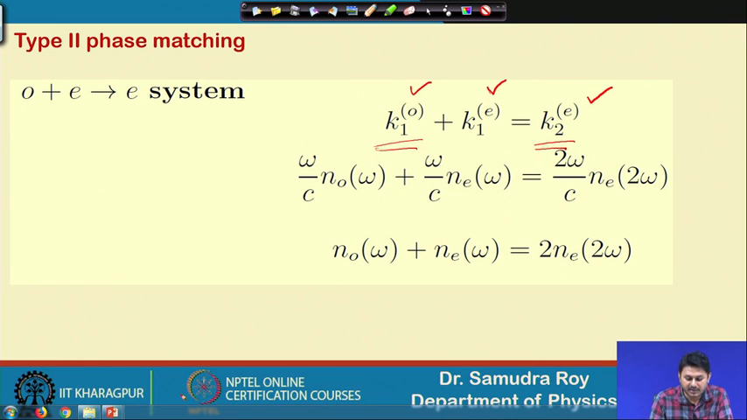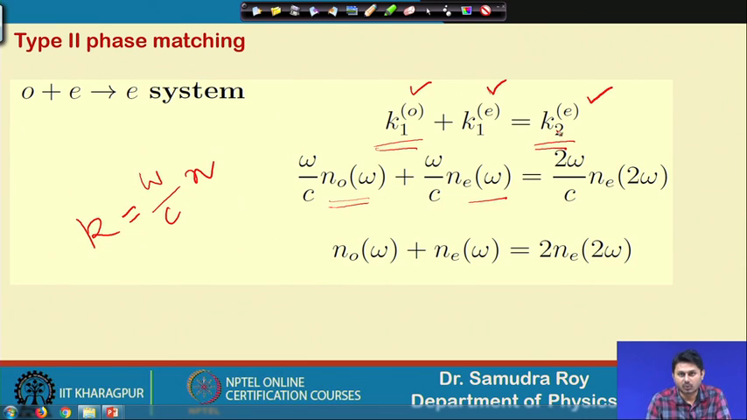Now k 1 can be represented at frequency. We know that several times we are using omega by c and n. So, k 1 means frequency omega: omega divided by c and n, and I need to write this as ordinary, so n_o of omega. K 1 at extraordinary is omega by c n_e of omega. K 2 is the propagation constant at frequency 2 omega. So, I write 2 omega divided by c n_e of 2 omega.